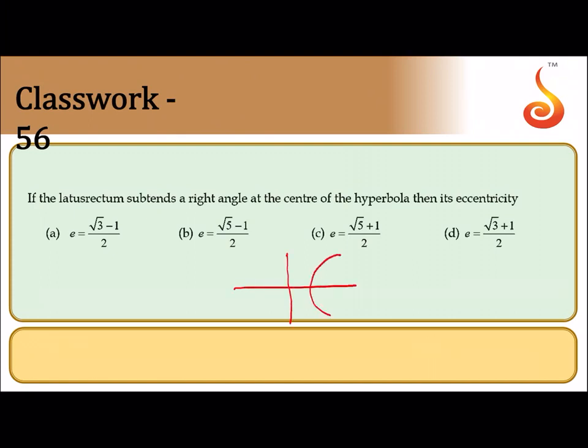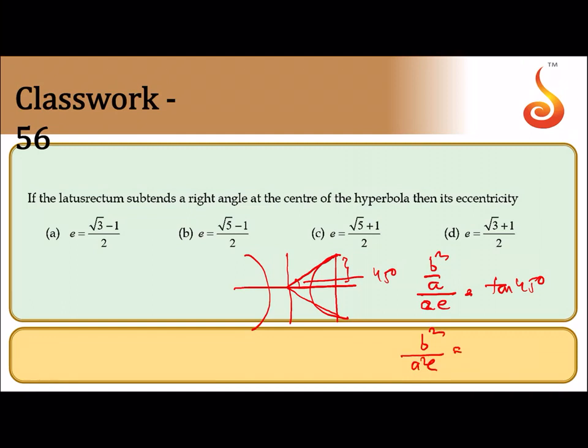56. The latus rectum subtends a right angle at the center of the hyperbola, then the eccentricity? Again a simple question. This hyperbola is given to you, and the latus rectum is given, subtending 90 degrees at the center. So obviously this half angle is 45 degrees. This distance is nothing but b square by a. The distance from the center to the focus is nothing but ae. So this by ae is equal to tan 45 degrees.